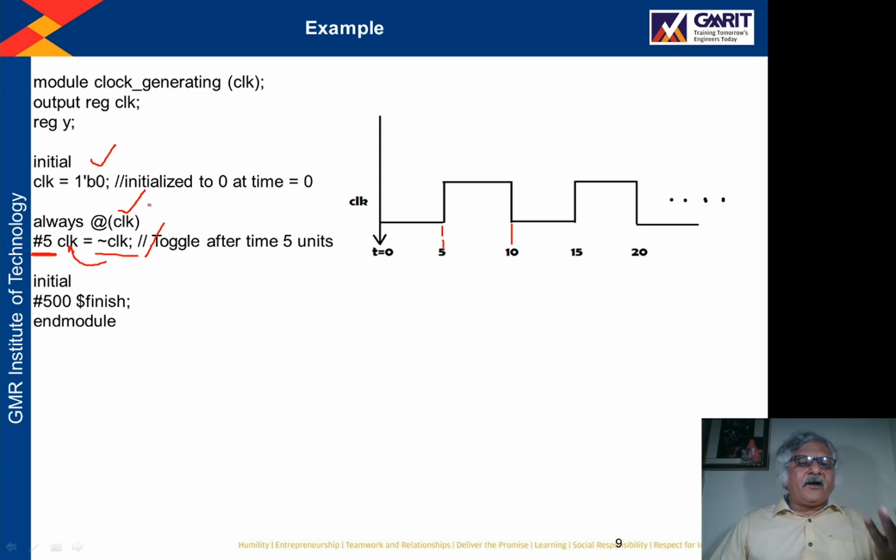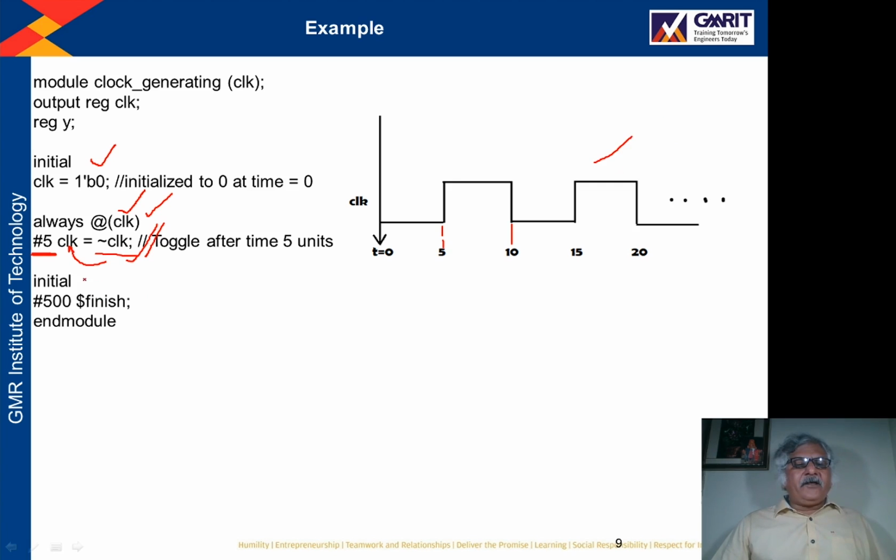So again the event occurred on CLK, so again this always block will be executed. Again this statement is executed, and now #5 CLK is equal to negate CLK. So again the value of CLK is complemented and assigned to CLK. In this way we will get this type of block.